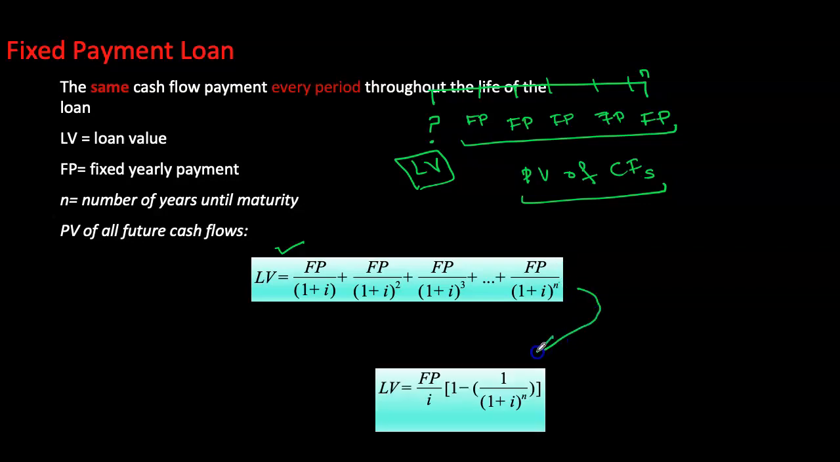Now, you don't need to know the mathematical proof of this formula. It is coming from when we have a finite sum of a series, we can condense it as below. Remember, FP is your fixed payment, I is the discount rate, N is the number of years, and LV is your loan value today. Let's do a quick example to understand the fixed payment loan.